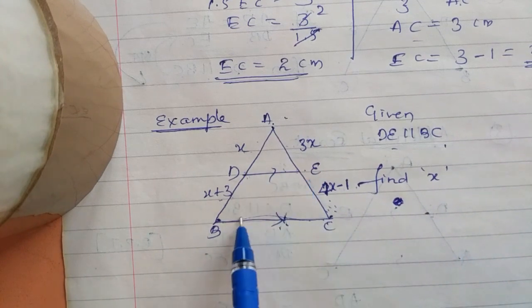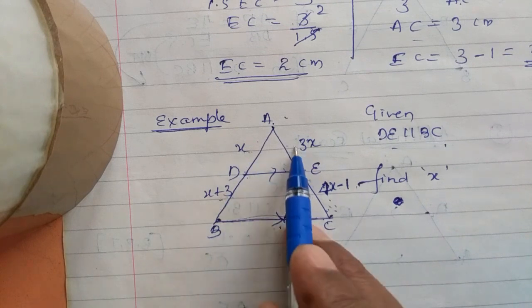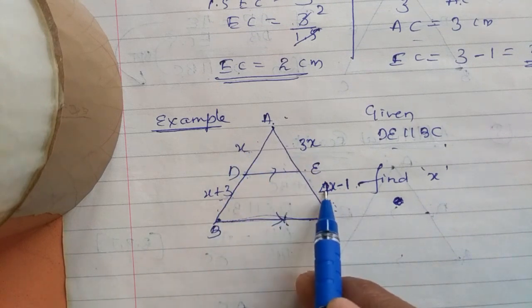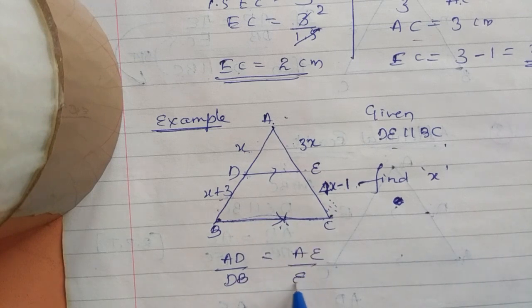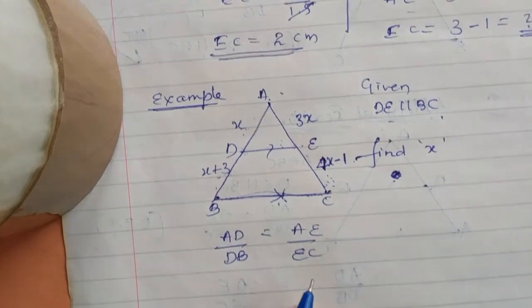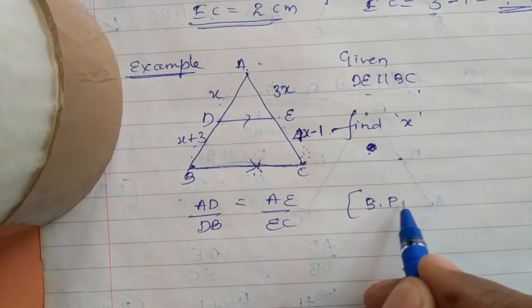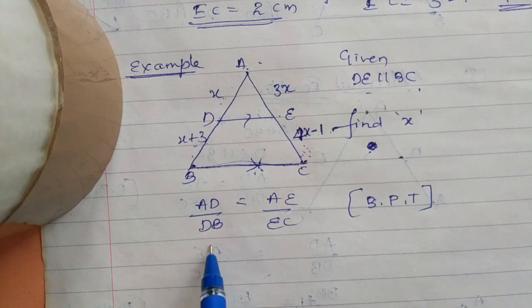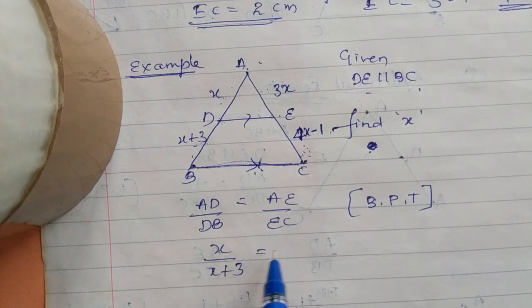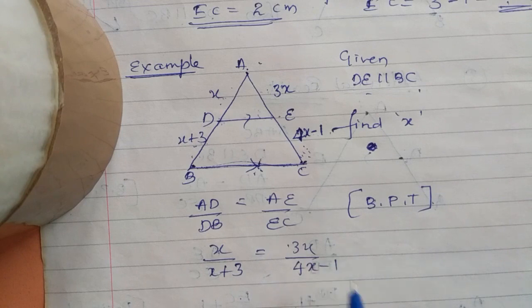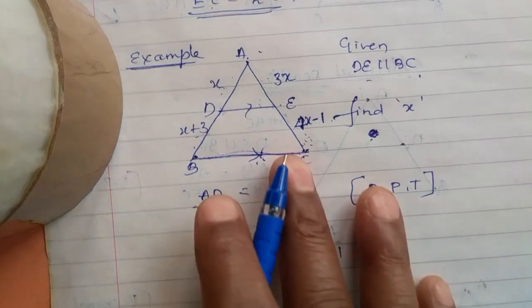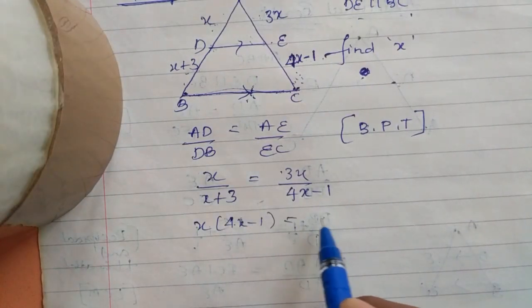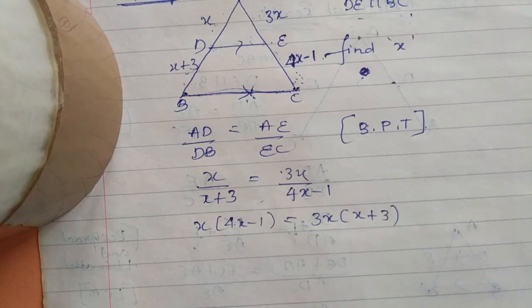You know that here one pair of parallel lines are there, the other two sides are divided, and x is there in the other two sides. The length of the parallels are not discussed, so we can write Thales theorem here. AD by DB is equal to AE by EC. The reason is BPT. Substitute: x by x plus 3 is equal to 3x by 4x minus 1. Cross multiply: x of 4x minus 1 is equal to 3x of x plus 3.